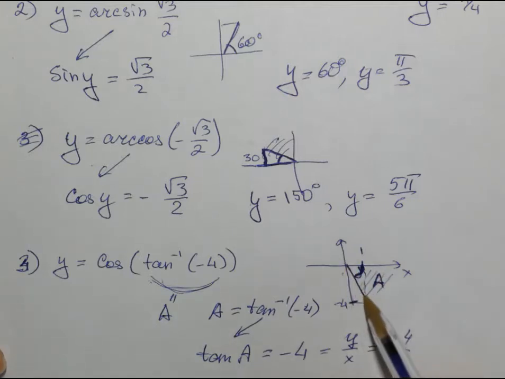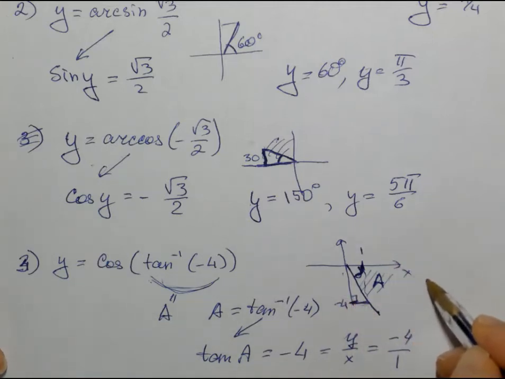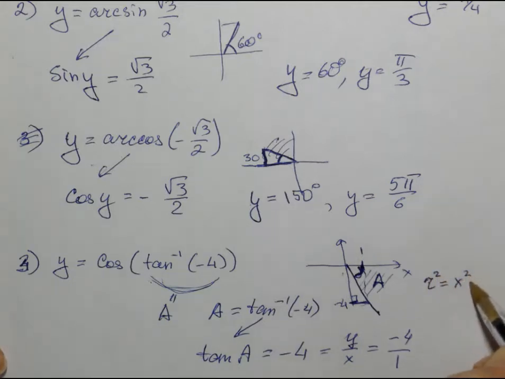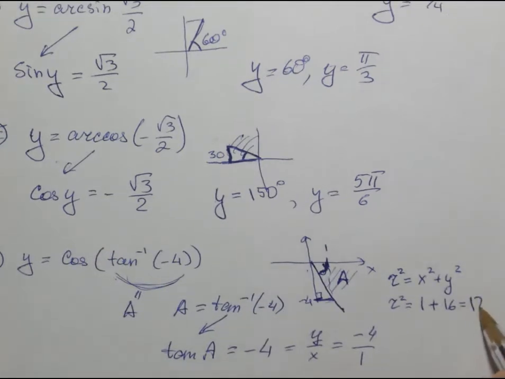If you look at this small right triangle, we can find the hypotenuse. We usually denote it with r. By the Pythagorean theorem, r squared equals x squared plus y squared. R squared equals 1 squared plus 4 squared, so 1 plus 16. R squared equals 17, and r equals square root of 17. Of course, it's positive since it is distance.